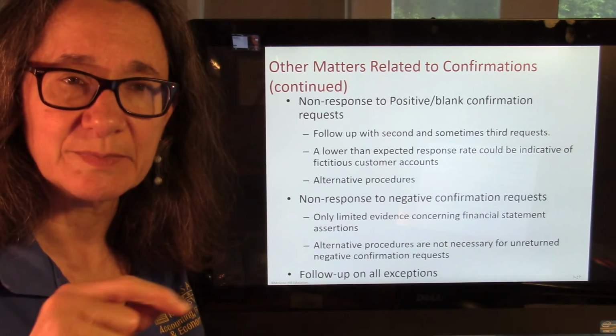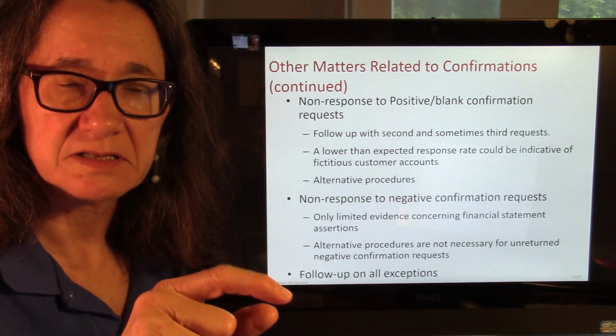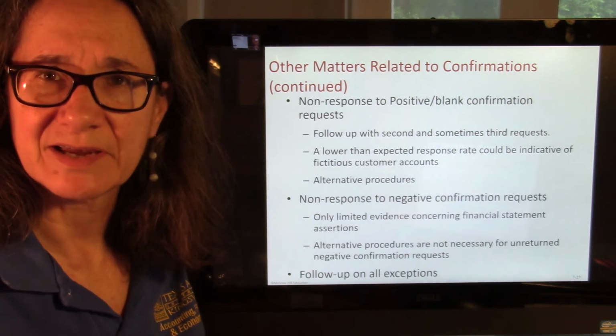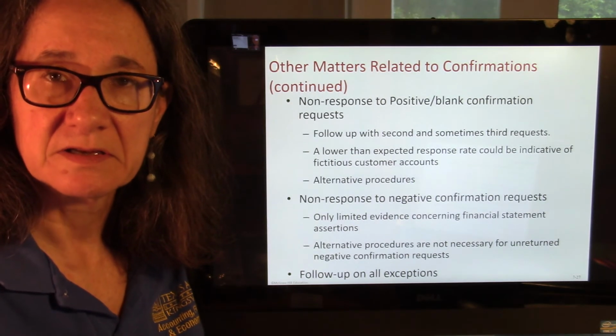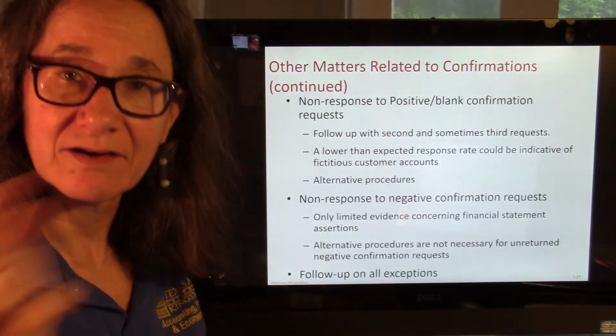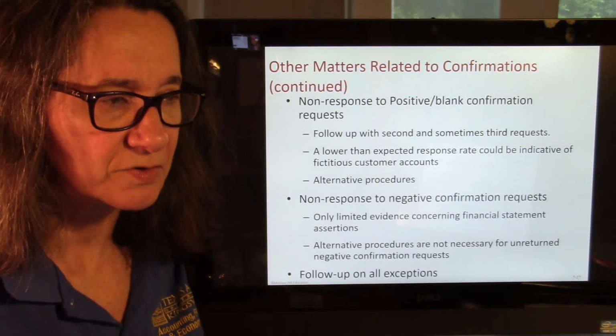Alternative procedures might be like, okay, if this was due on December 15th, they should have paid it sometime before January 15th. Did they actually pay it? You can just go look and see if they paid it. If they paid it on January 15th, they probably owed it on December 15th, right? So there's other things you can do.